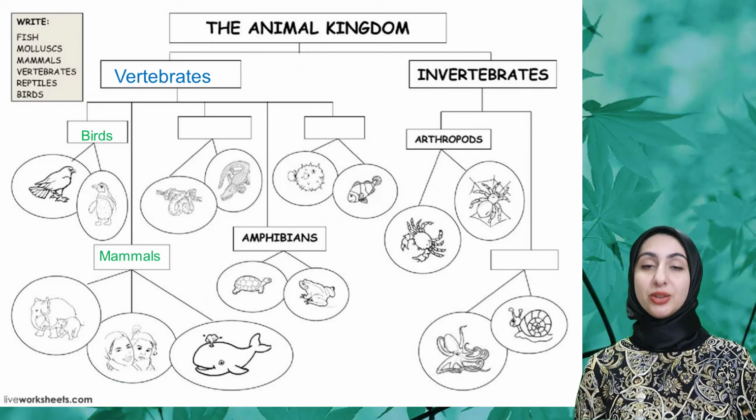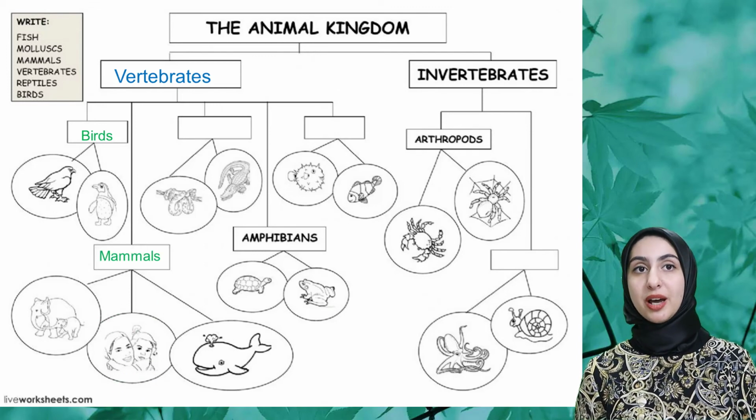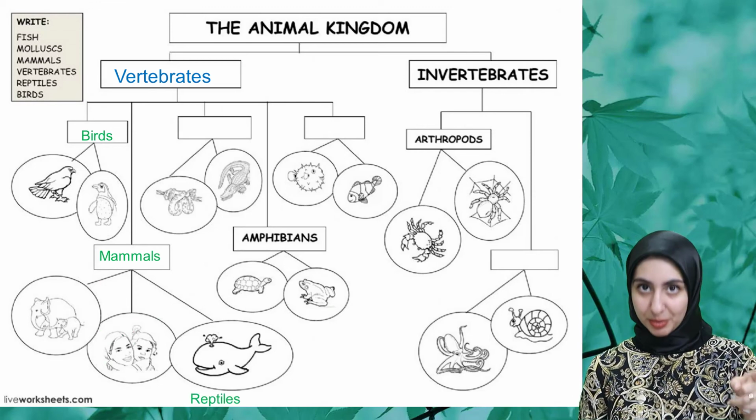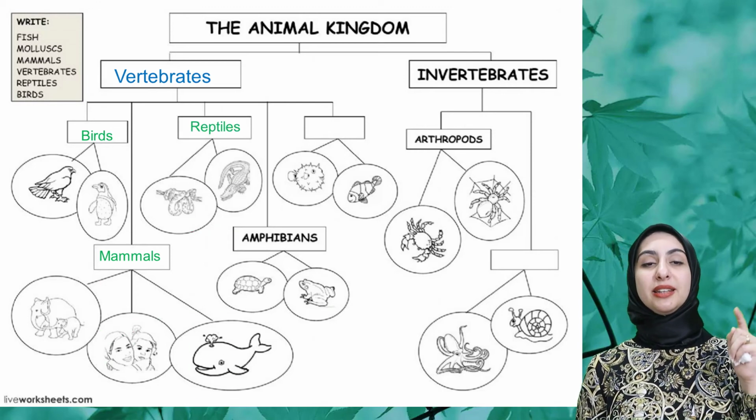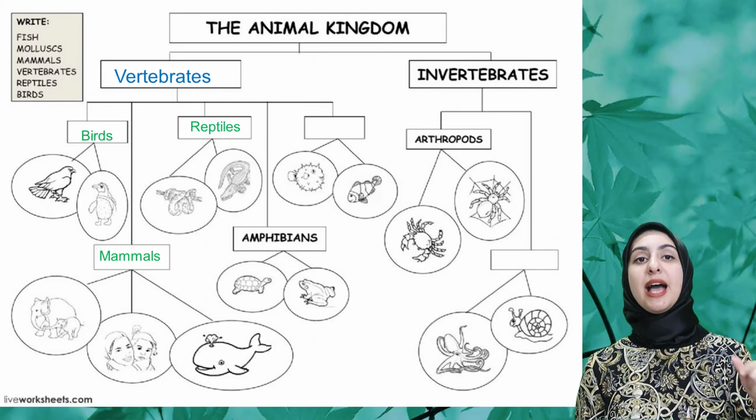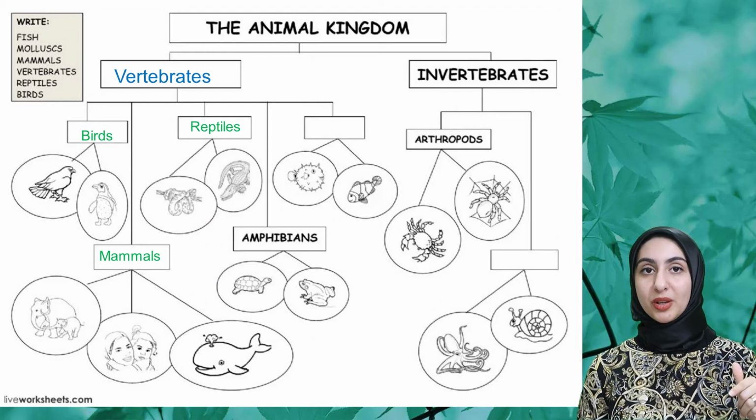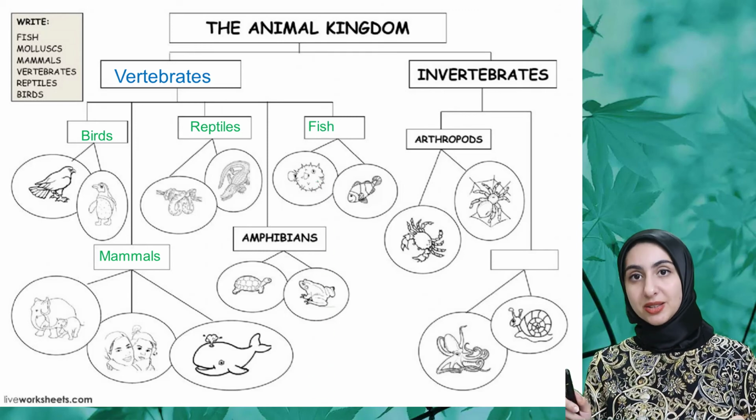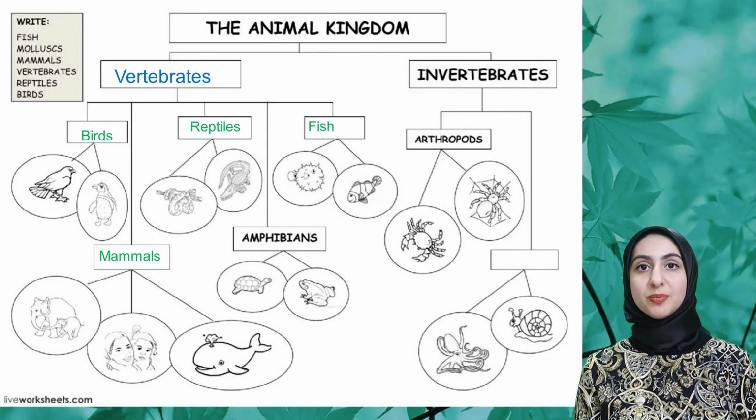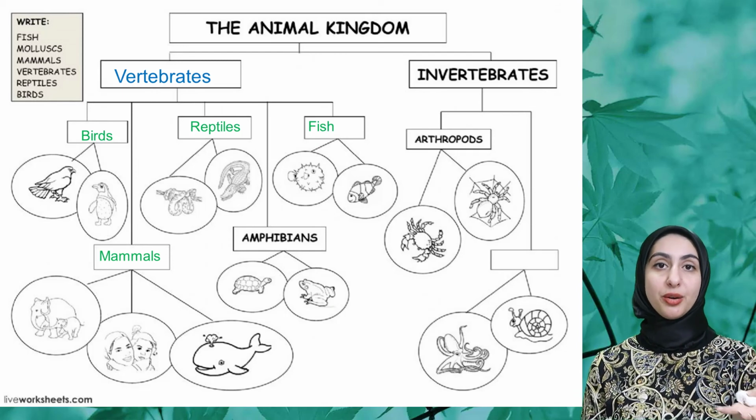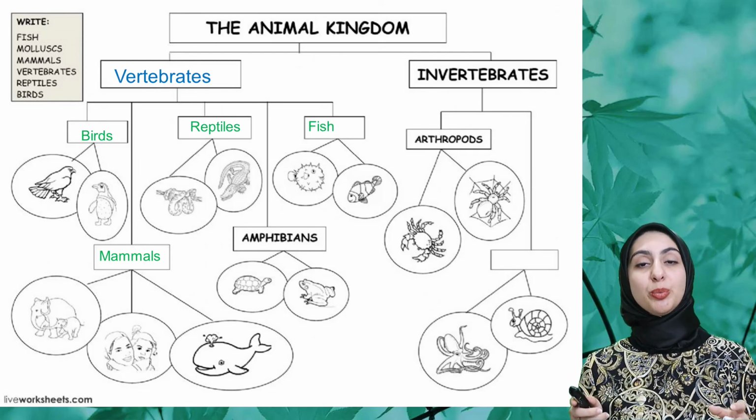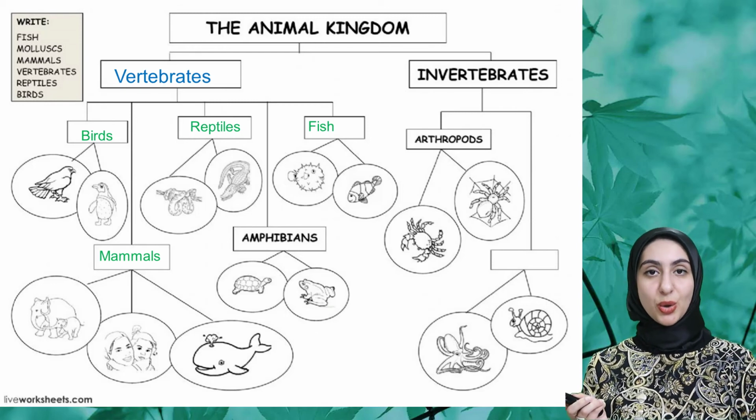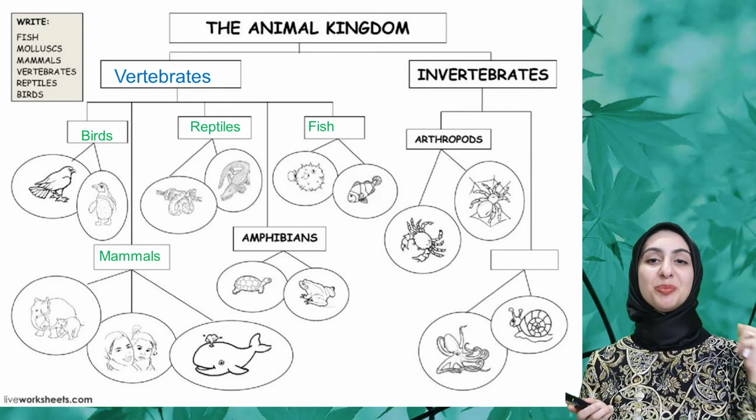Yes. The third group here, we can see crocodile and snakes. So which group is this? Yes, reptiles. And then we have amphibians. And the last one, yes, exactly, fish. On the other side, we have invertebrates. The first group for it is arthropods. And the second group, here we can see snail and octopus. So it is classified as molluscs.